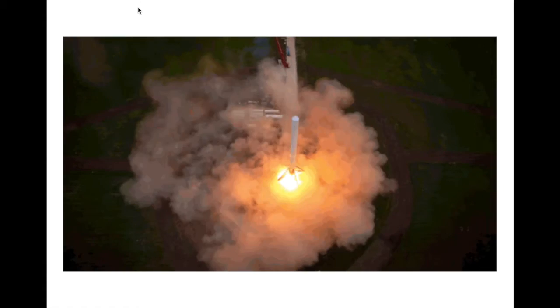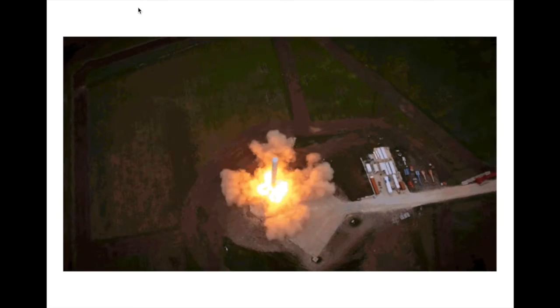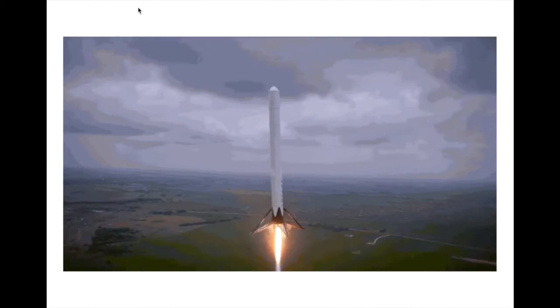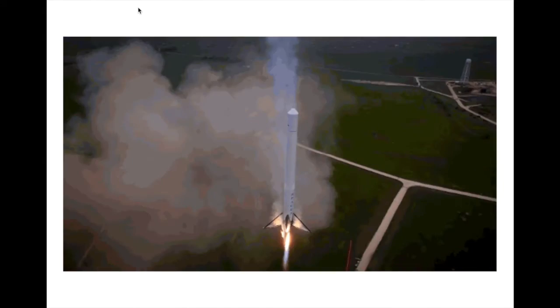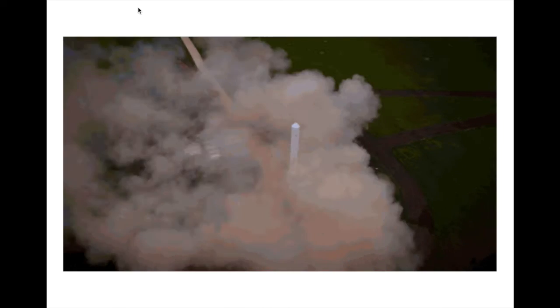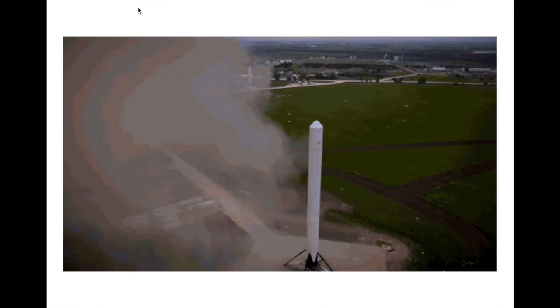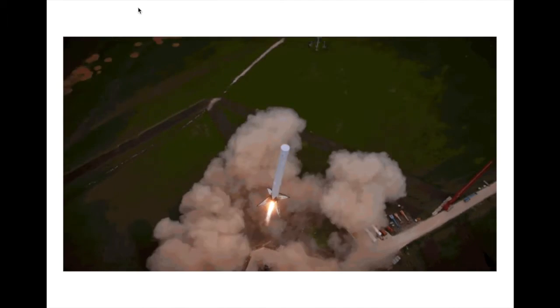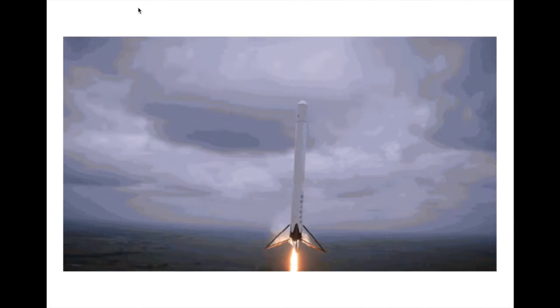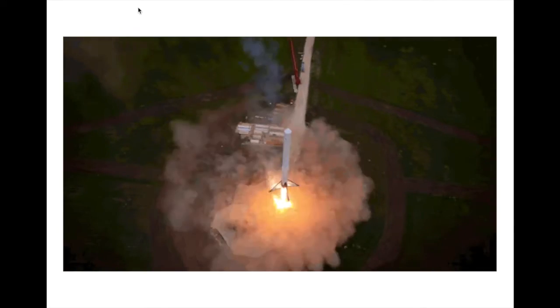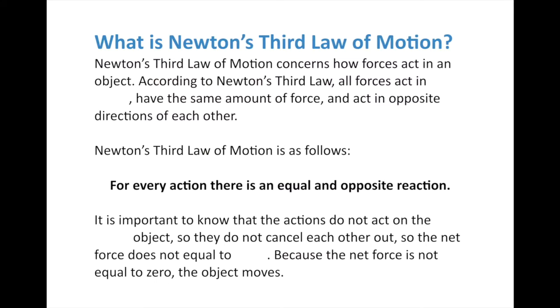Now, you see this rocket taking off, going up into the air, and once it gets there, goes back down. Why is that? Well, it's mainly because of Newton's third law and how motion acts on different objects, and the amount and the direction of it. So let's go into this right here.